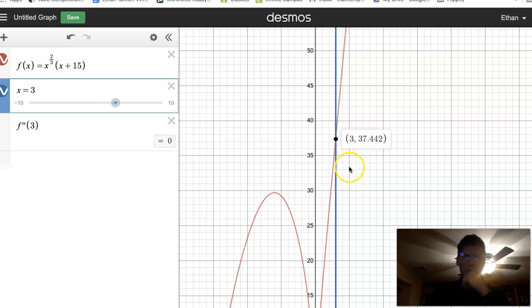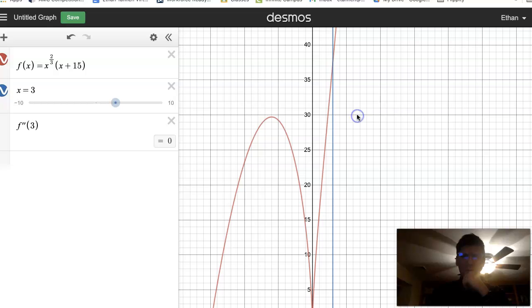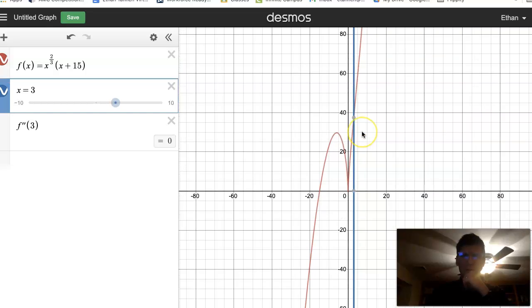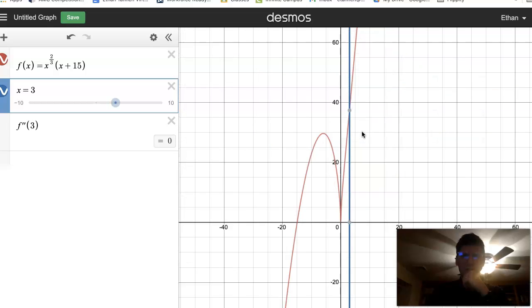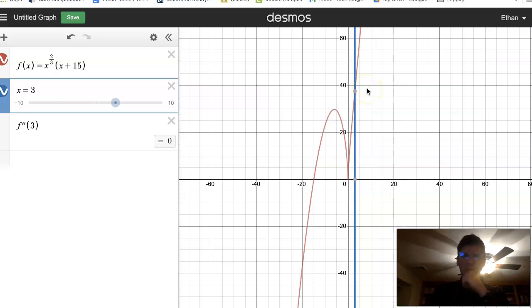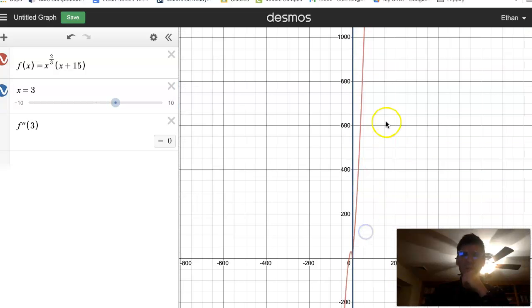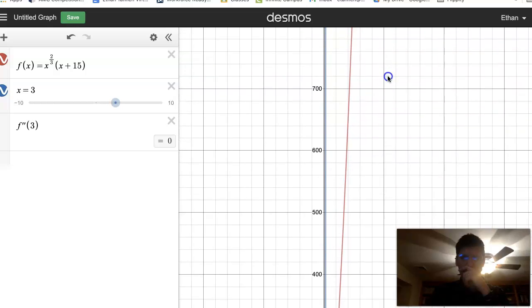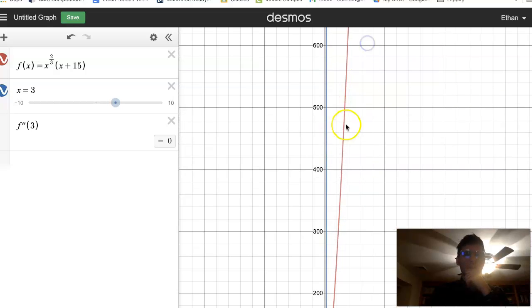But so f double prime of 3, you can see right there is actually where it changes concavity. It's kind of hard to see. We can see it's concave down, and then because it has this cusp, it's actually still concave down, but then it becomes concave up. And if we look up here, you can sort of see it starts twisting up more. Well, yeah, you can see it.